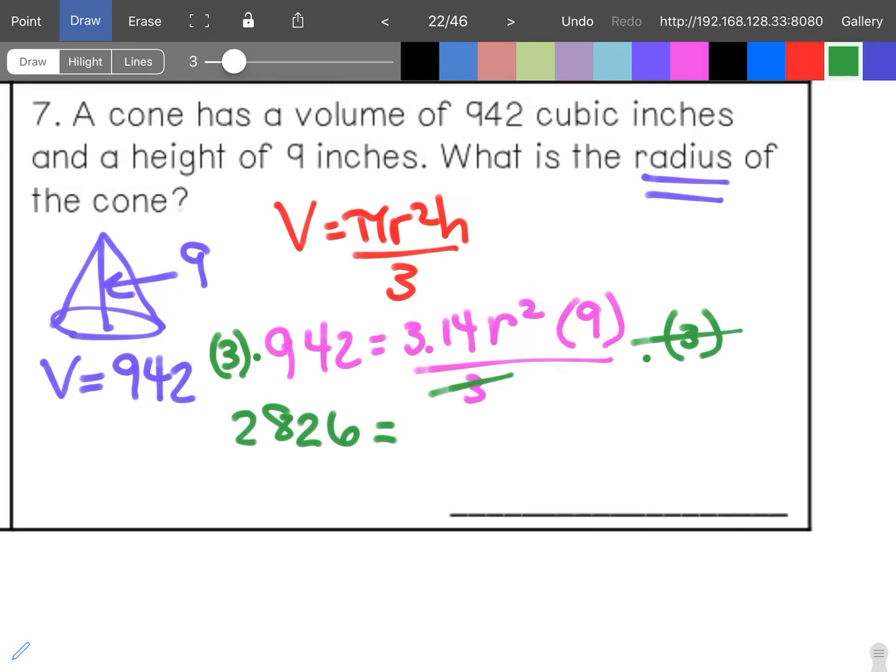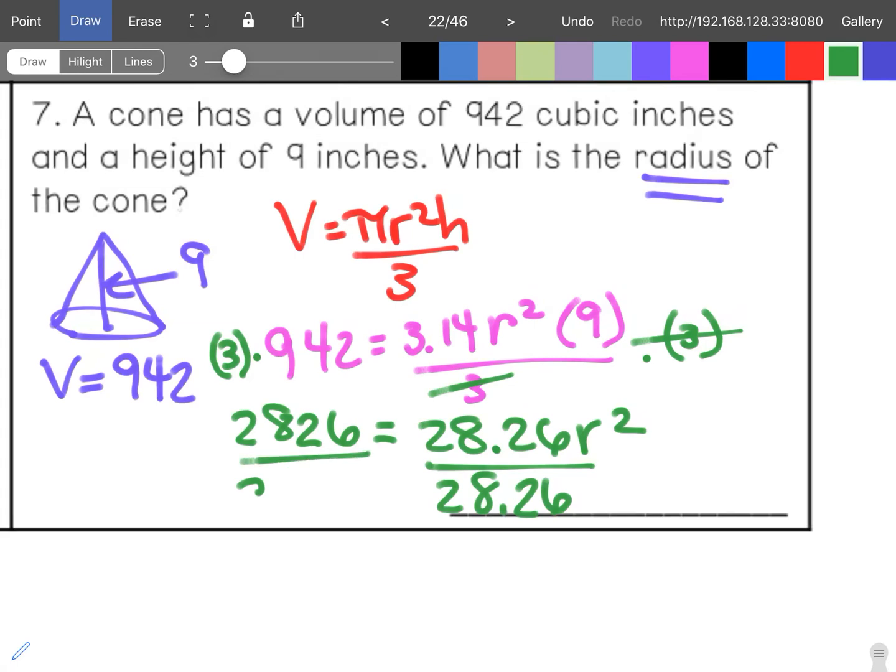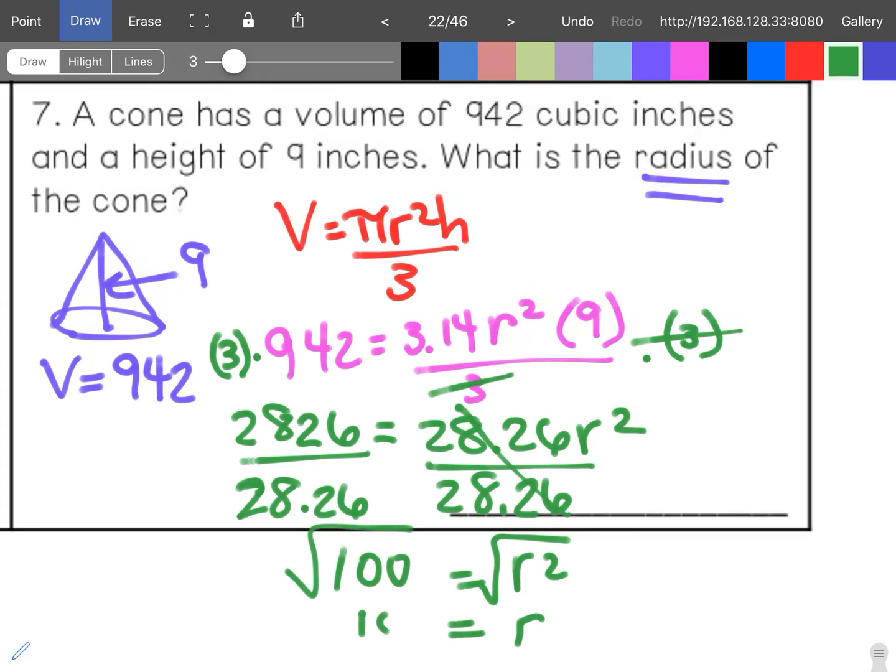Well, we could go ahead and do the 3.14 times 9, and we get 28.26 r squared. Almost done. We've got to get rid of the 28.26 in front of the r squared. It's connected by multiplication, so the opposite of multiplication is division. So we're going to divide. And so we get r squared equals 100. And then we are going to do the opposite of squaring, which means we're going to square root. And so r is 10. So the radius would be 10 inches.